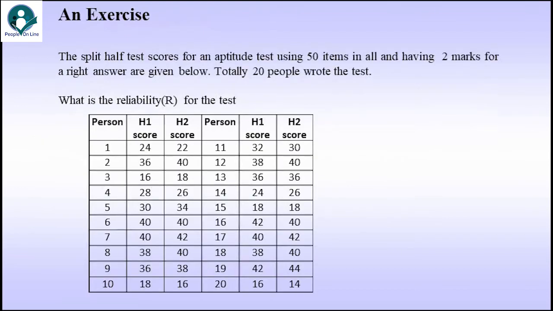Let's take up an exercise. The split-half scores for an aptitude test using 50 items in all and having 2 marks for a right answer is given below. Totally 20 people wrote the test. What is the reliability for the test? Would you like to try this on your own? We have the answer on the following slide.